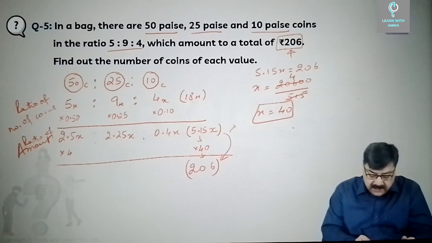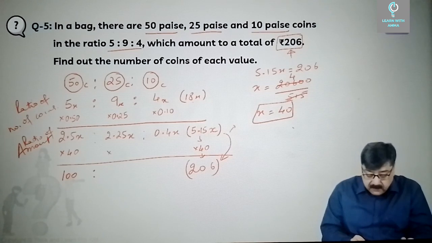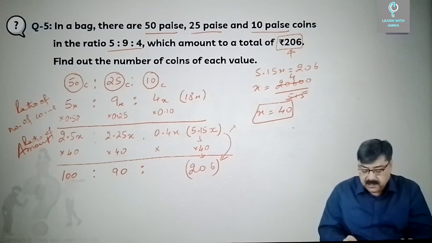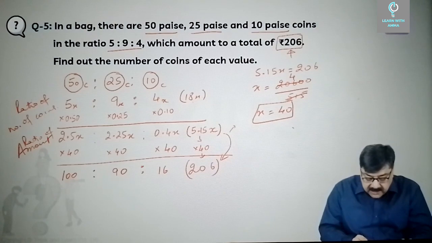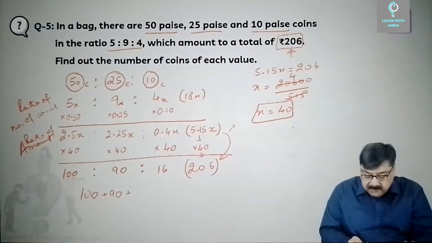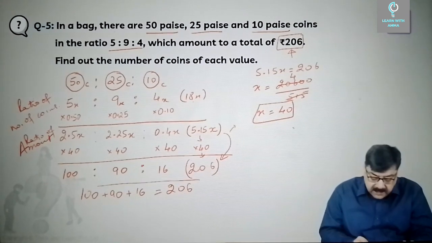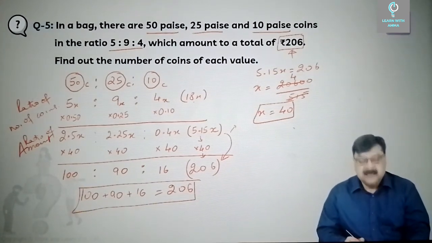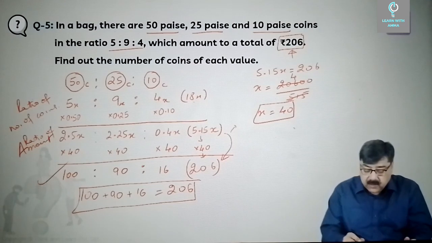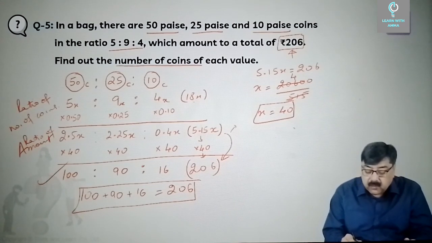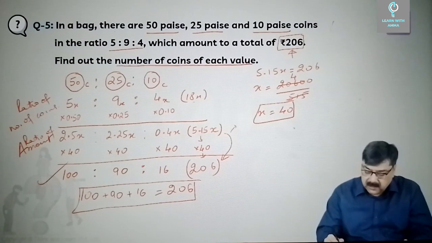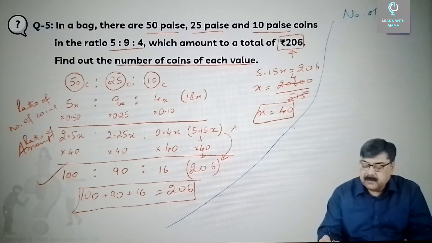So 2.5 into 40 is rupees 100. 2.25 into 40 is rupees 90, and 0.4 into 40 is rupees 16. So now as you can see, 100 plus 90 plus 16 is working out to be 206. So amounts you got. But what is it that you have to find out? You have to find out the number of coins of each value. So now let us try and find out the number of coins for each value.